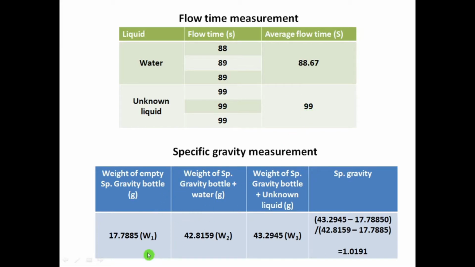And for specific gravity measurement, empty specific gravity bottle weighs 17.7885, which is actually the W1. With water, the specific gravity bottle weighs 42.8159 gram, which is W2, and with unknown liquid it is 43.2945 gram, which is W3. So specific gravity can be calculated from the formula W3 minus W1 by W2 minus W1, and that is 1.0191.